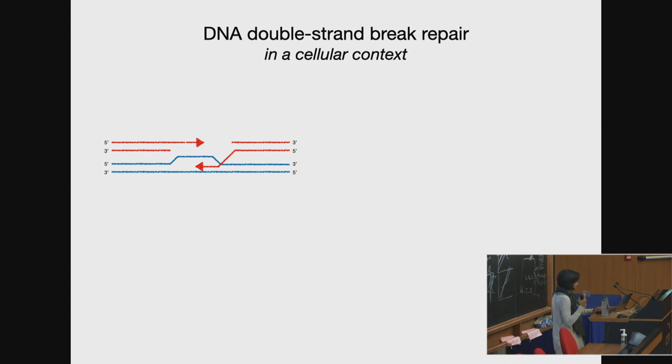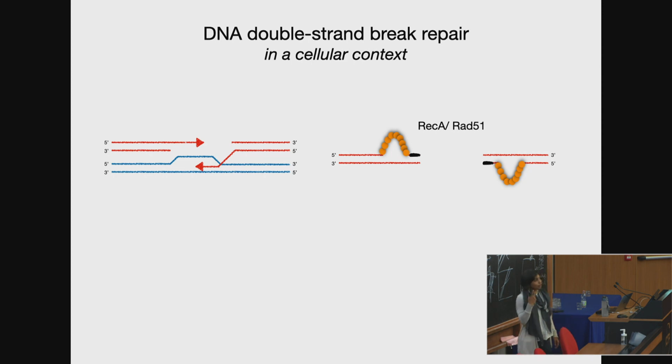Now, this entire process of finding the homologous partner and then doing strand invasion is carried out by one key protein. And in the talk, you'll have to remember only two proteins. This is one of them. This protein is called RecA in bacteria or Rad51 in eukaryotic systems.